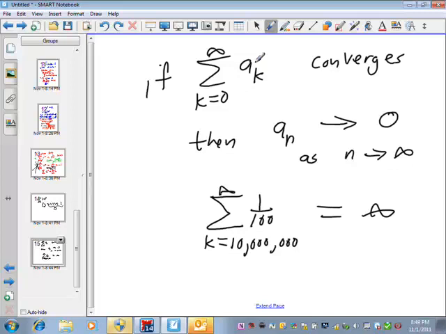I'm going to go the other way and say, I'm going to give you a list now. And all the terms vanish. And now I'm going to add them all up. Can I get infinity or not?